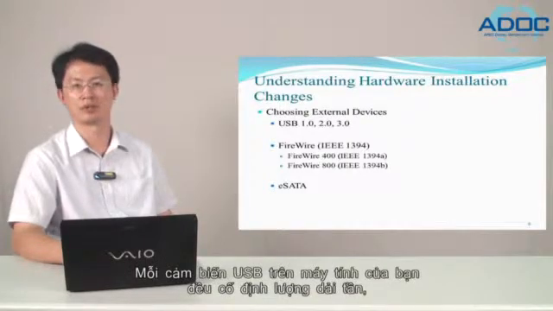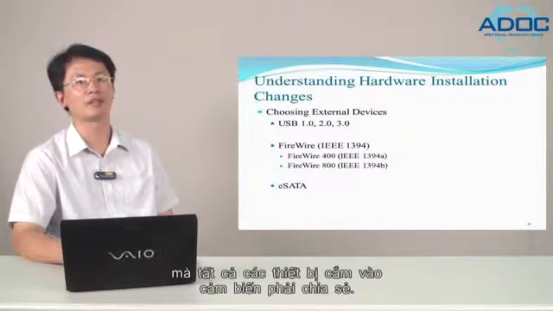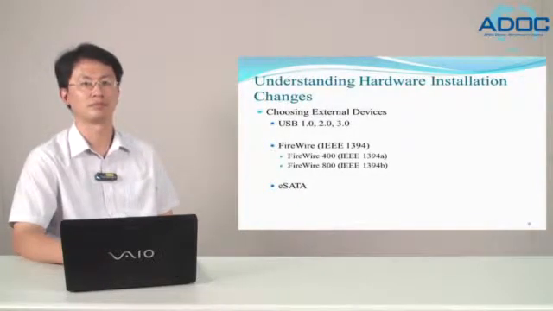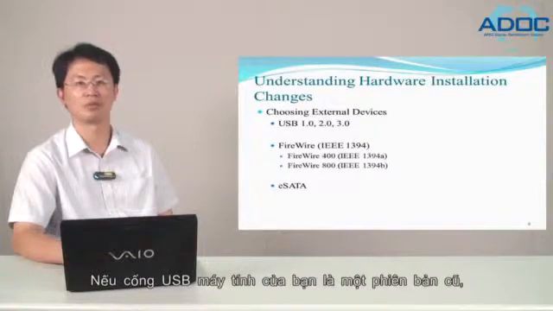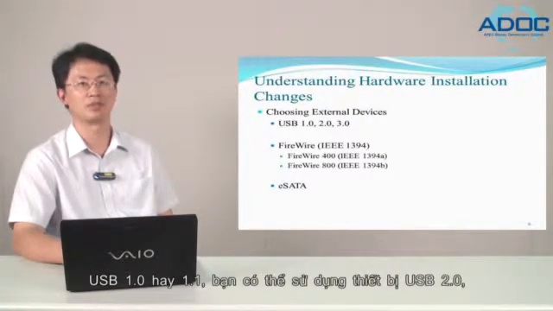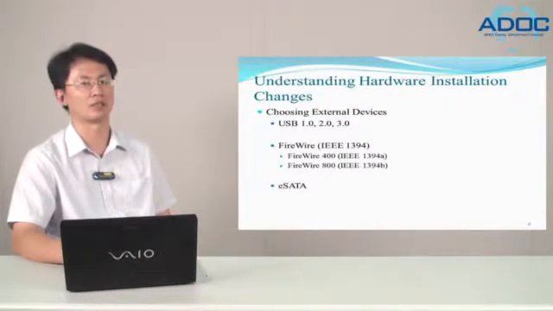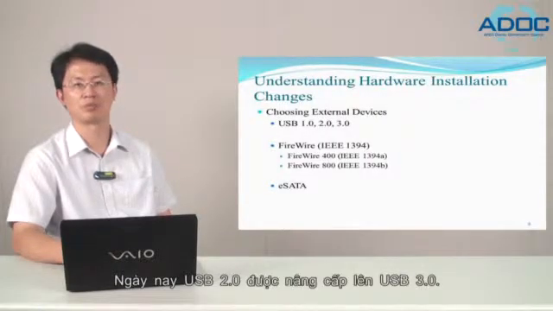Each USB controller on your computer has a fixed amount of bandwidth, which all devices attached to the controller must share. If your computer's USB port is an earlier version, USB 1.0 or 1.1, you can use USB 2.0 devices, but the transfer rates will be significantly slower. And now USB 2.0 has been updated to USB 3.0.